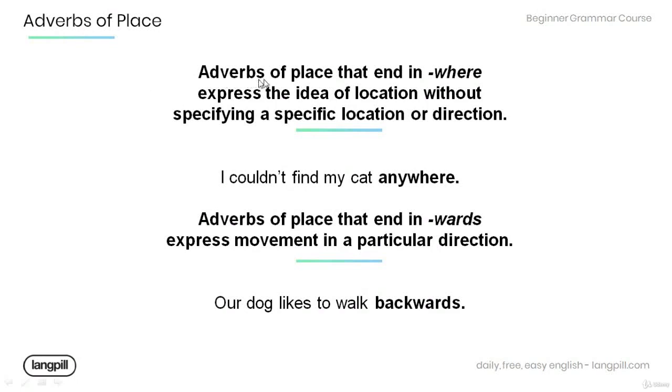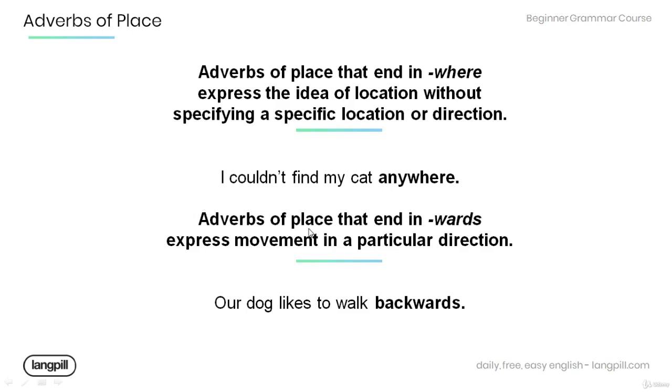Now the adverbs of place that end in where express the idea of location without specifying a specific location or direction. Have a look at the example below. I couldn't find my cat anywhere. The adverb of place, anywhere, expresses the idea of location, but it does not specify a specific location or direction.